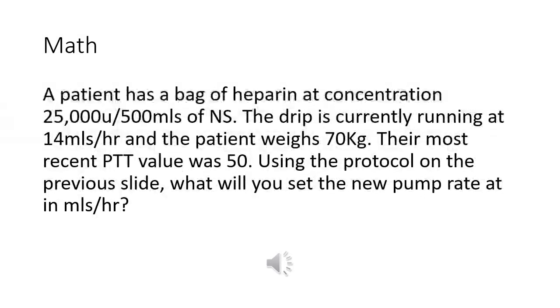So it reads, a patient has a bag of heparin at a concentration of 25,000 units in 500 milliliters of normal saline. Currently, that bag is running at a rate of 14 mils per hour. So again, this drip was started maybe a few days ago, and they've been running with this heparin drip continuously, and every 6 hours we're checking their PTT, okay? And so right now, the rate is 14 milliliters per hour. The patient's weight is 70 kilograms. Their most recent PTT was 50.